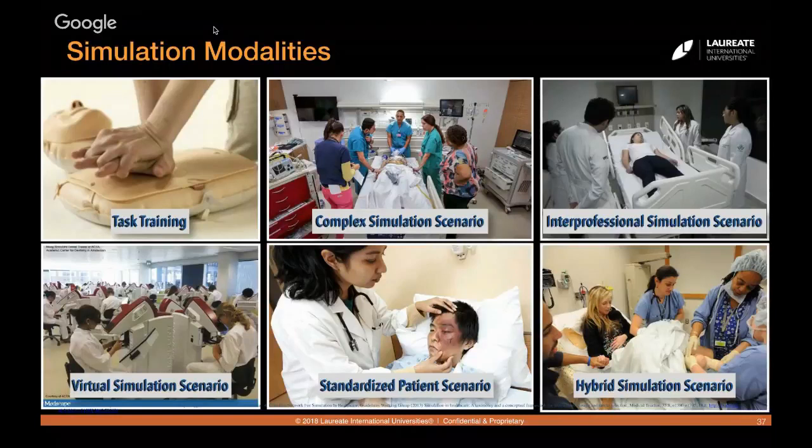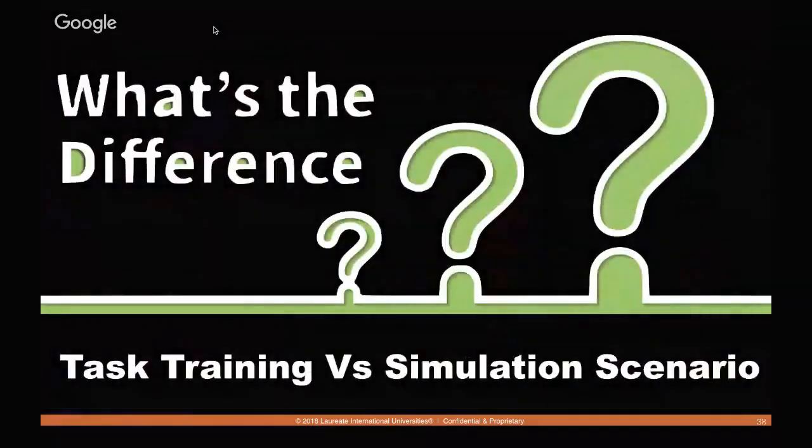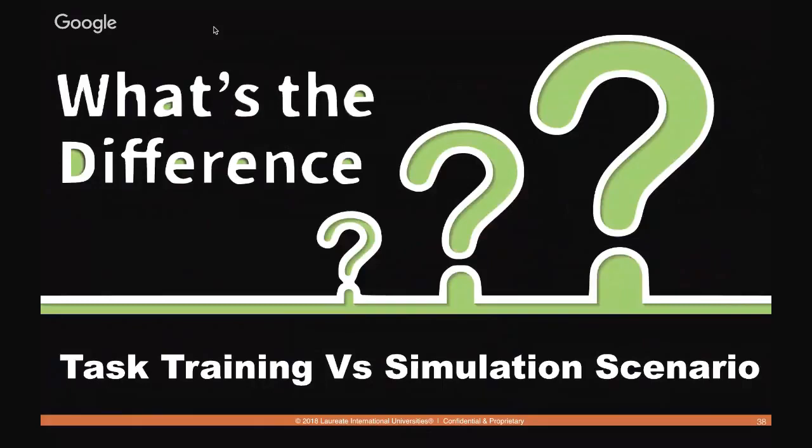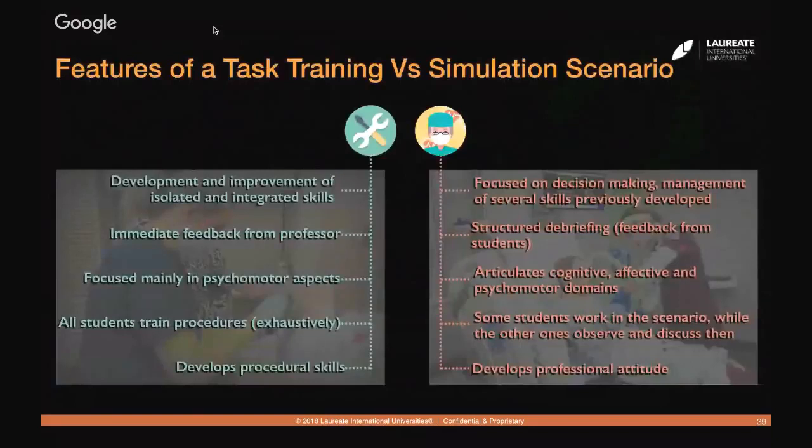We are going to talk about each one of them in more detail, but we need first to think about the difference between test training and simulation scenario. The first difference is that test training develops and improves isolated or integrated skills, while a simulation scenario is focused on decision-making, management of several skills previously developed, and behavioral skills in general. It's a more complex situation that should be managed by students.